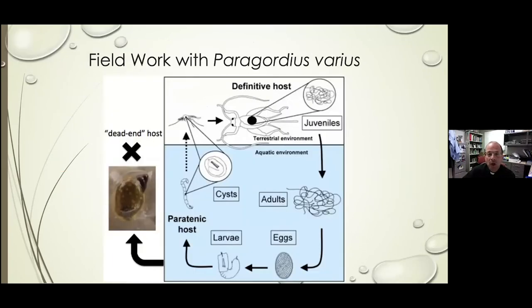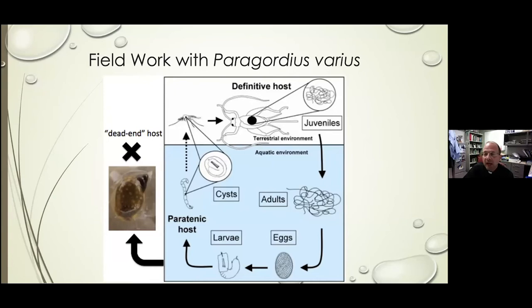Okay, so now moving into looking at field work. Here we'll talk about Paragordius varius. Paragordius varius is a hairworm species that's found in Nebraska, and it's fairly well studied. We know that the cricket is a terrestrial host for it, and the little video I showed you of the worm coming out of the cricket, that was Paragordius varius.